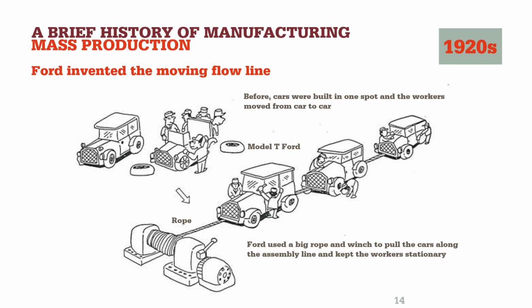As Ford's ideas developed, he came up with the idea of the moving flow line. Originally, cars were built in one spot and the workers moved from one car to another. Initially, the moving flow line was no more than a rope attached to a big winch that pulled the cars along. So the cars moved, the workers kept stationary, and that enabled even further improvements in efficiency and a reduction in cost. At its peak, up to 10,000 cars a day rolled off Model T production lines around the globe, and as volumes rose, prices came down and made cars more and more affordable to anyone due to the economies of scale that resulted.